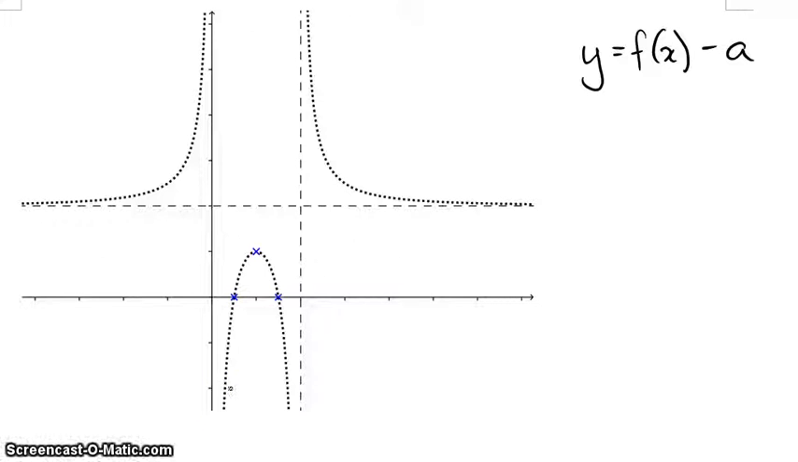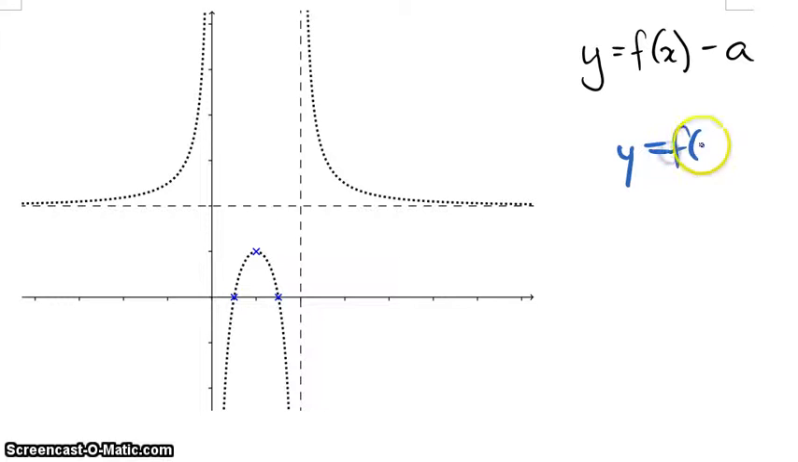This video is a tutorial for tutorial 3b question 5. In this question we're given this graph and we're asked to sketch a variety of transformations. The graph you see here is y equals f of x. We need to transform it into the graph of y equals f of x minus a.